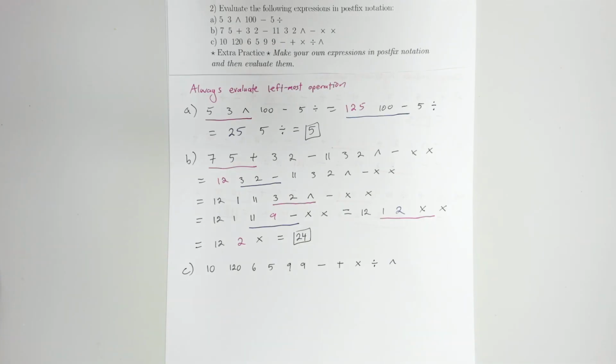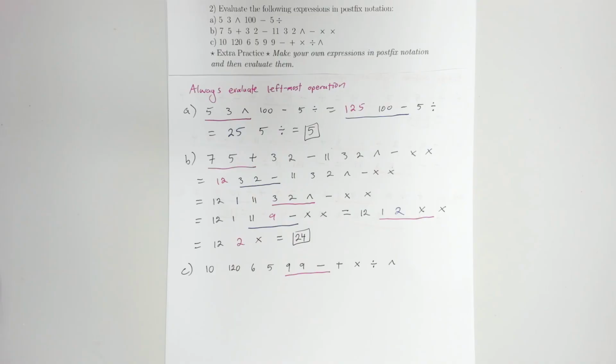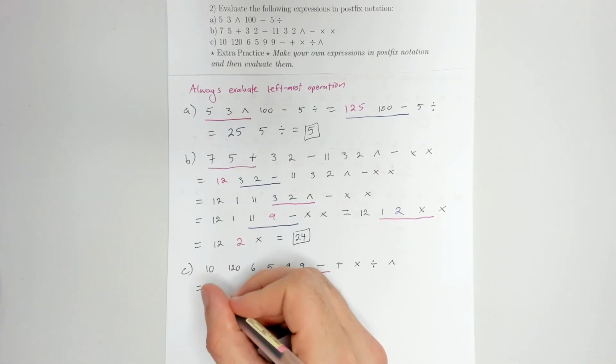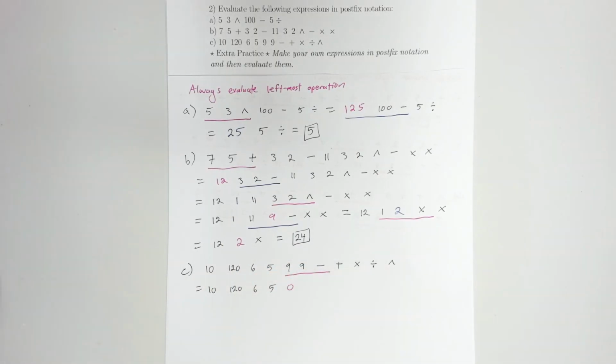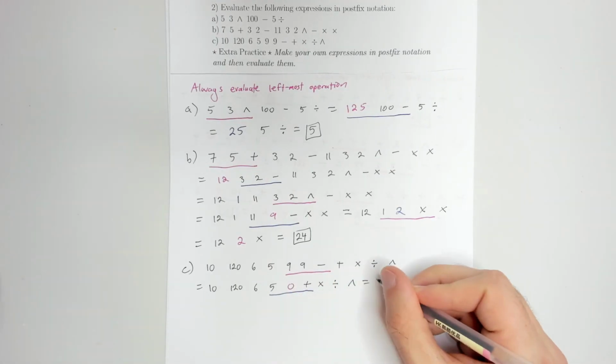So this one's maybe a little more stylistic. We're separating completely all of the numbers from the operations, but it's going to work out the exact same. So we start with doing the subtraction. That's 9 minus 9, which is 0. Okay, next up we have addition, so 5 plus 0, which is 5.